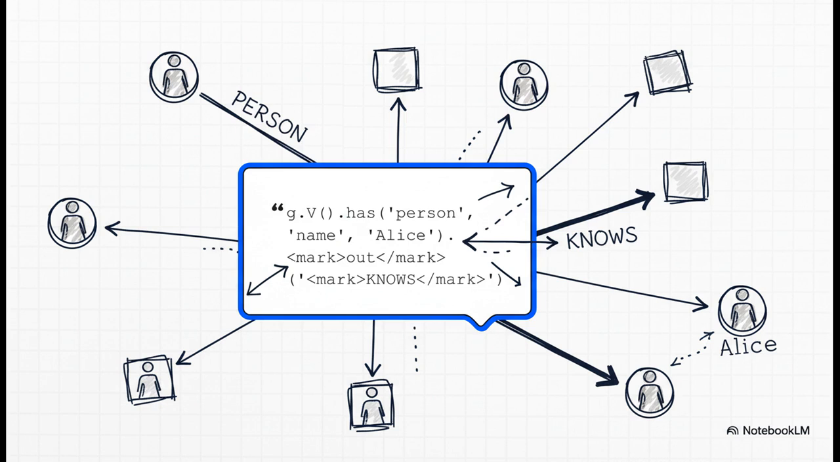Okay, start with everything, find a person whose name is Alice, and now walk out on all the connections labeled knows. What does that really mean? It's just a computery way of asking, who does Alice know? It's a totally natural way to explore your data.